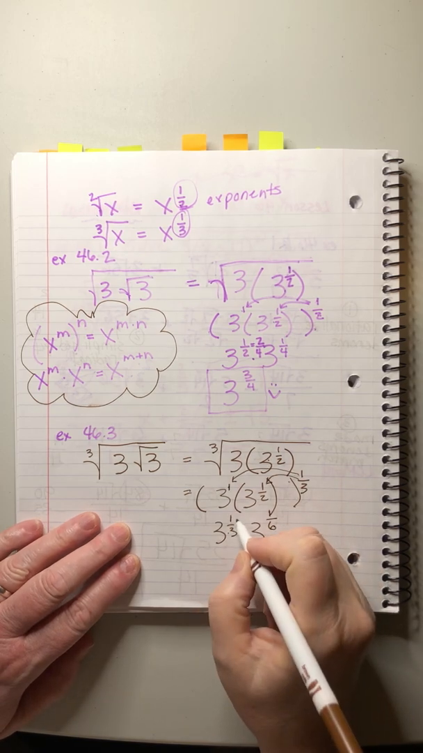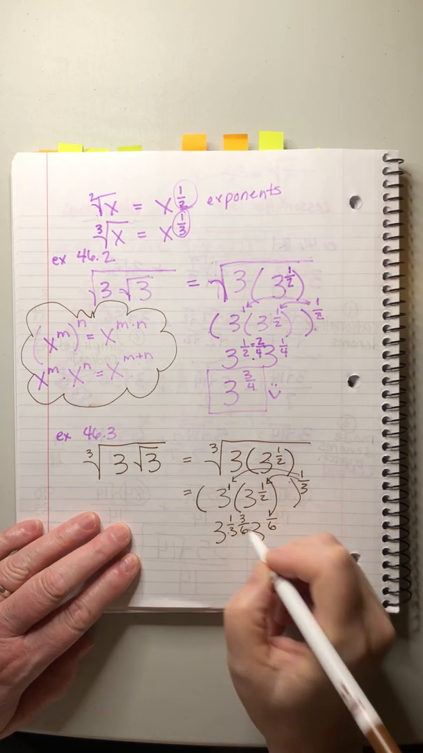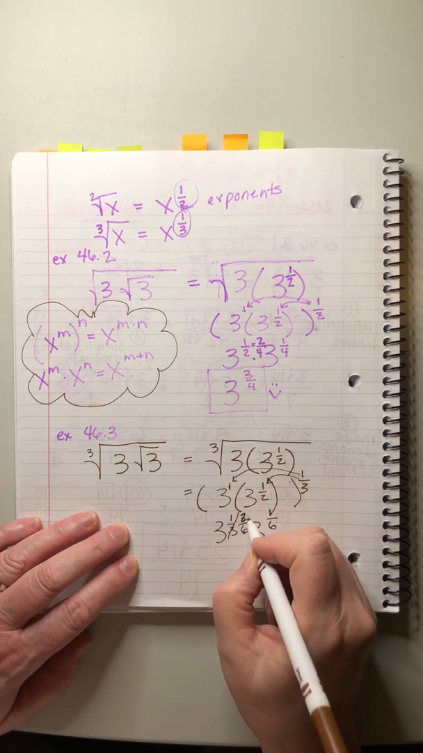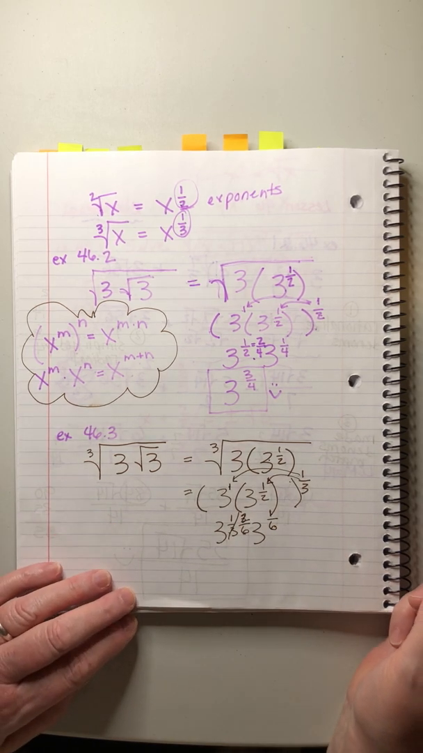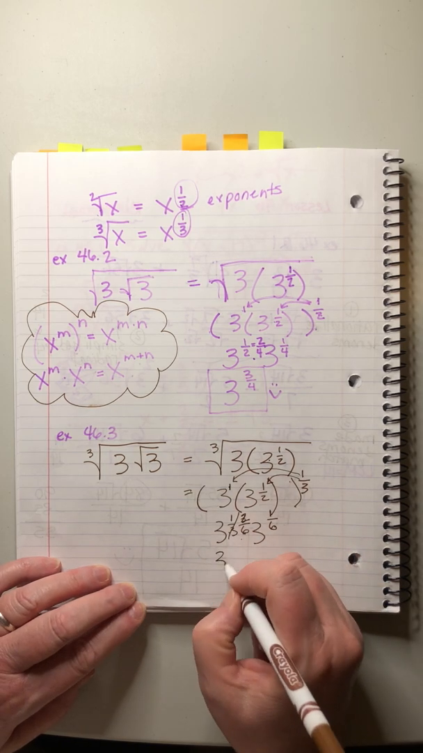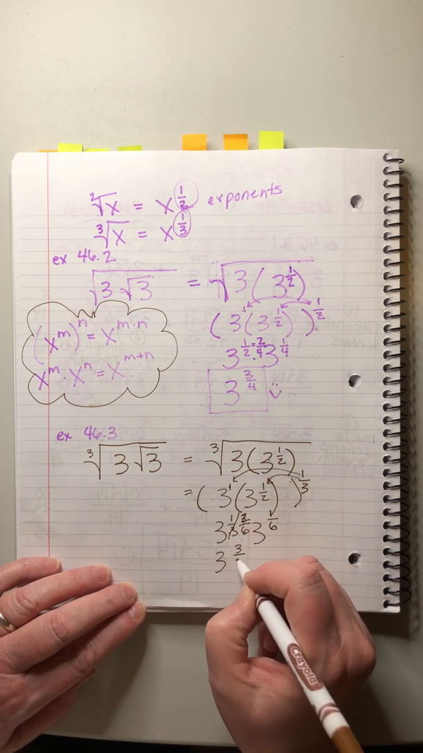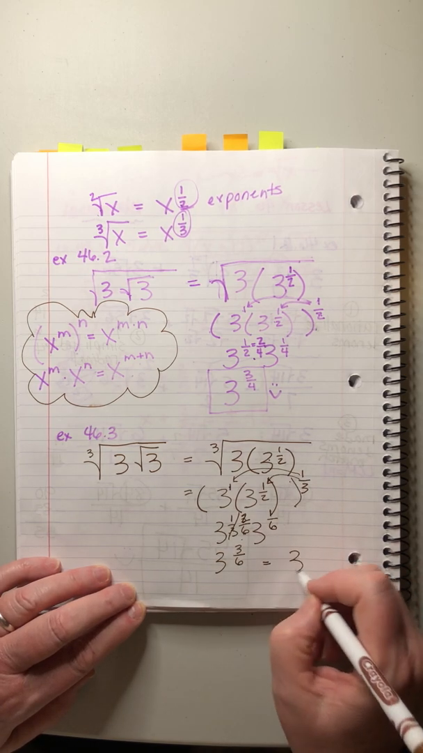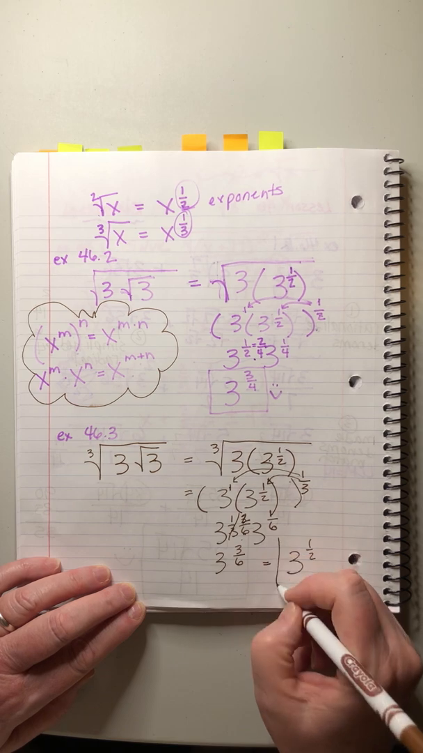The denominators have to match, so this will become 3 over 6, right? I can do that in my head. Oh, wait. 2 over 6. I was thinking about the answer. Now we can add them. It's 3 to the 3/6, and that equals 3 to the 1/2. Final answer.